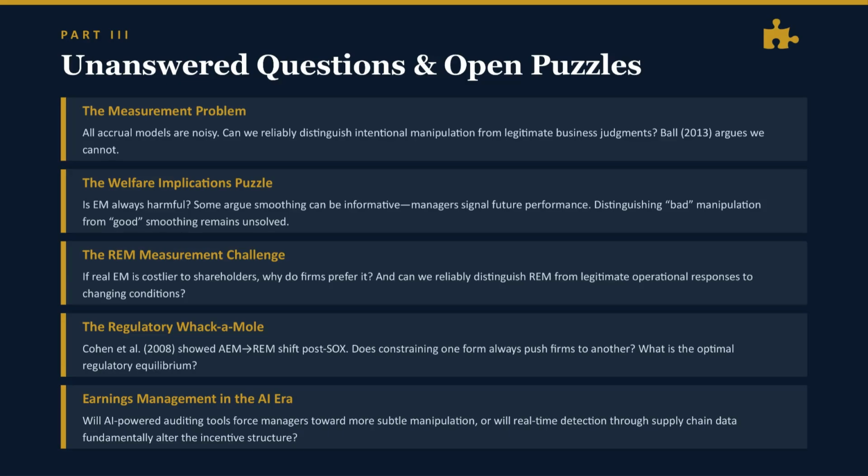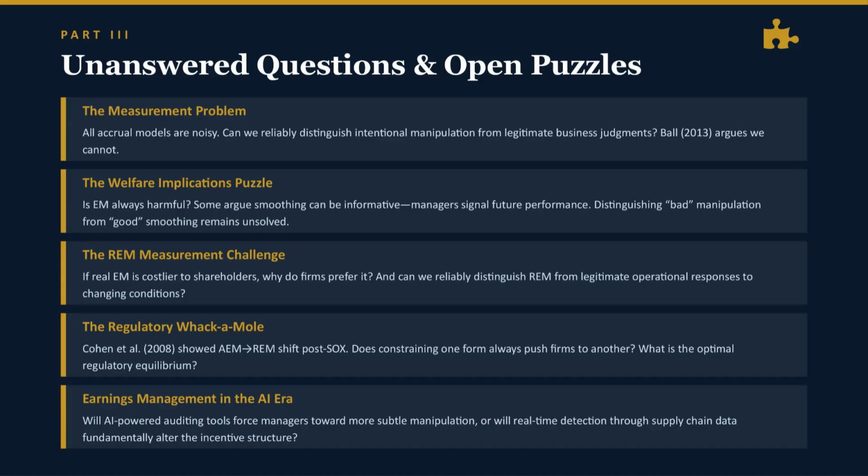Fourth, researchers examine earnings management in private firms, where market-based constraints are weaker but debt covenant and tax motivations may be stronger. Finally, the role of technology and data analytics in both facilitating and detecting earnings management is an active area of investigation. Unanswered questions and open puzzles. The measurement problem. All accrual models for detecting earnings management are inherently noisy. Discretionary accruals are estimated with considerable measurement error, leading to both Type 1 and Type 2 errors. After decades of research, can we reliably distinguish intentional manipulation from legitimate business judgments reflected in accruals?